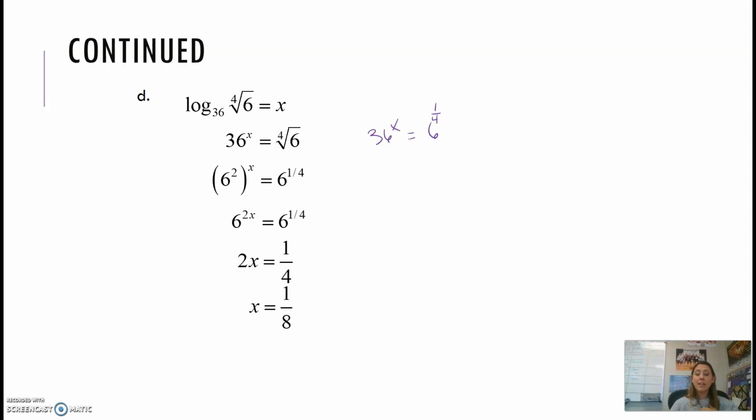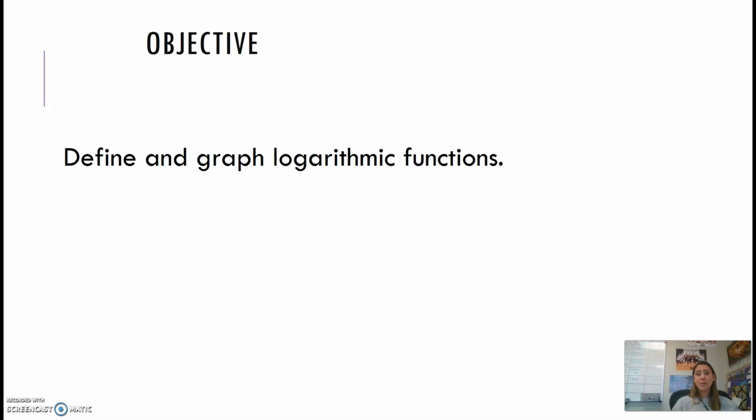Divide by 2 and I end up with x is equal to 1 over 8. Now we haven't seen anything like that, and I'm going to talk to you about the property that works with that, but that is really interesting, isn't it? So our solution set is x equals 1/8. So now we're going to define and graph logarithms.